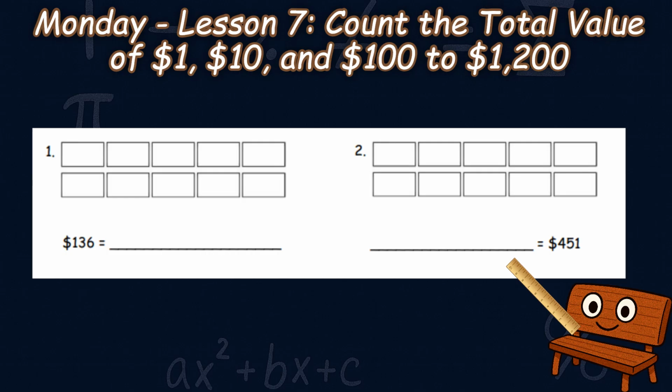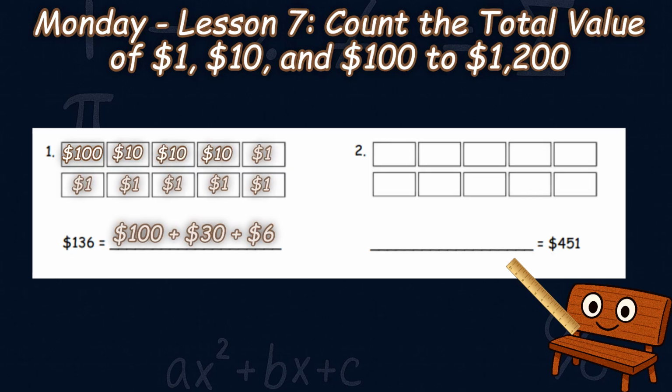The students a couple weeks ago used straws. We had a big bundle that meant 100, a medium bundle that meant 10, and then a single straw that just meant 1. So if we wanted to construct $136 here out of the hundreds, tens, and ones, well, we could use a $100 bill, 3 $10 bills, and 6 $1 bills.